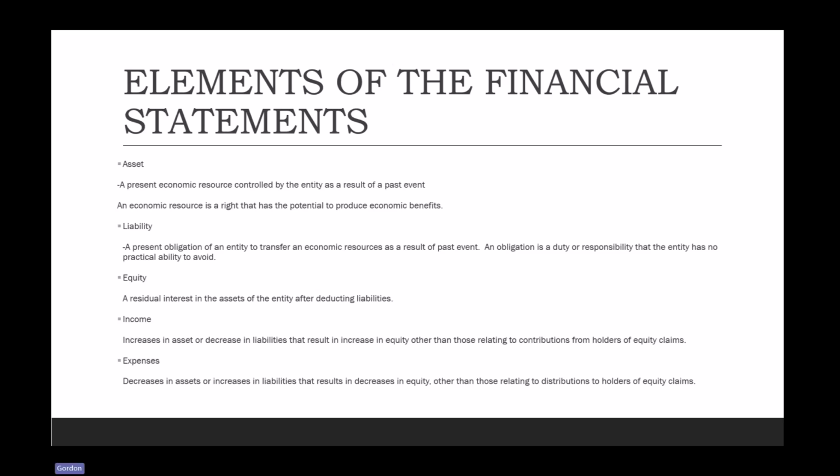No, it is decreasing an asset, not decreasing your income. Remember, cash is an asset. Cash is not income. So it decreases your asset. Good.